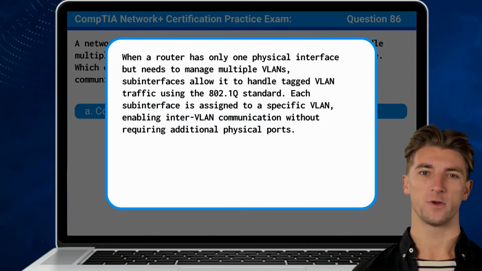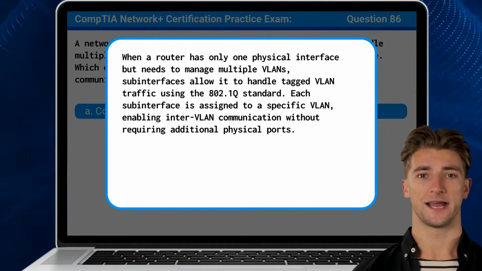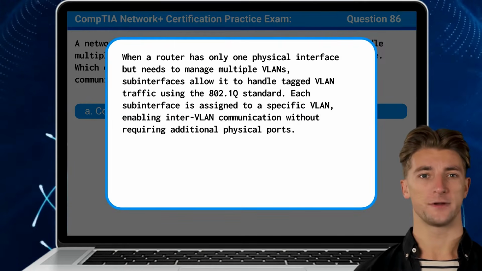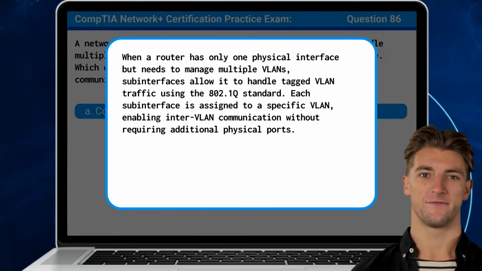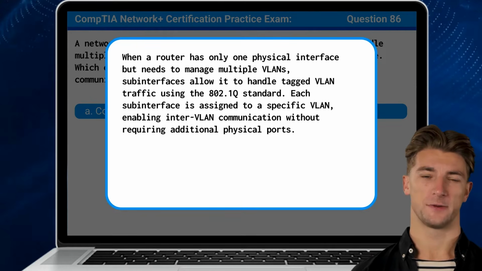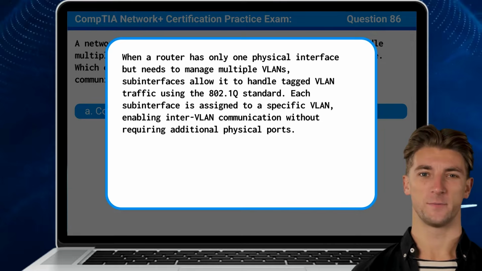When a router has only one physical interface but needs to manage multiple VLANs, subinterfaces allow it to handle tagged VLAN traffic using the 802.1q standard. Each subinterface is assigned to a specific VLAN, enabling inter-VLAN communication without requiring additional physical ports.